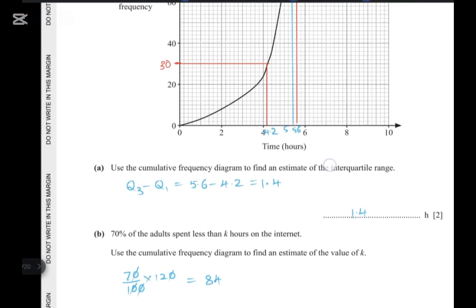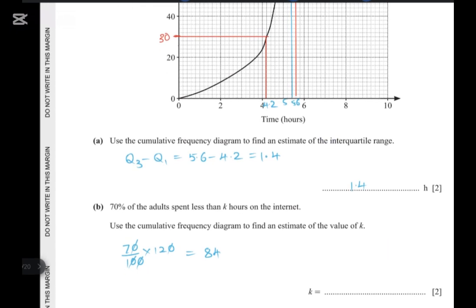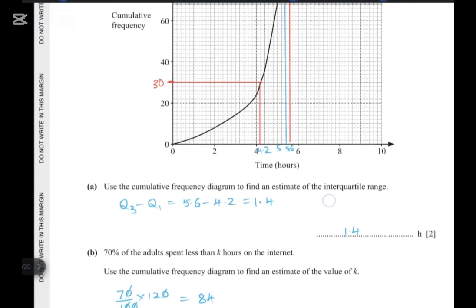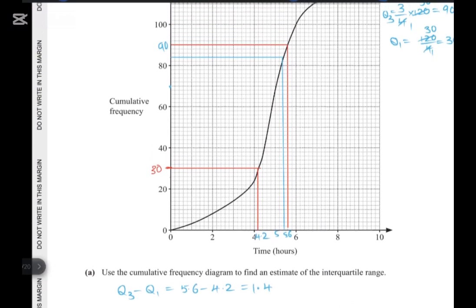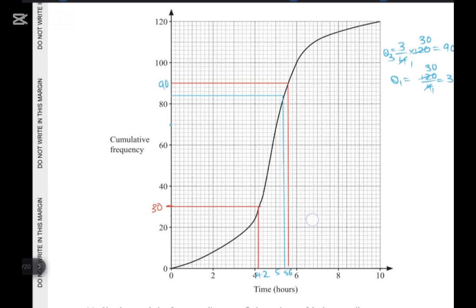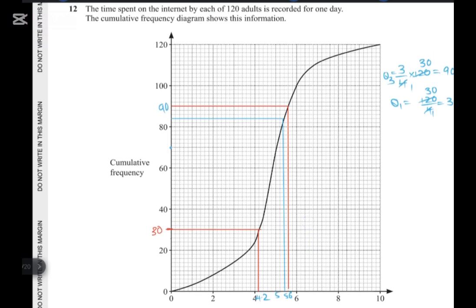Okay, so write down the answer. 5.4 hours. That is the final thing for question number 12.